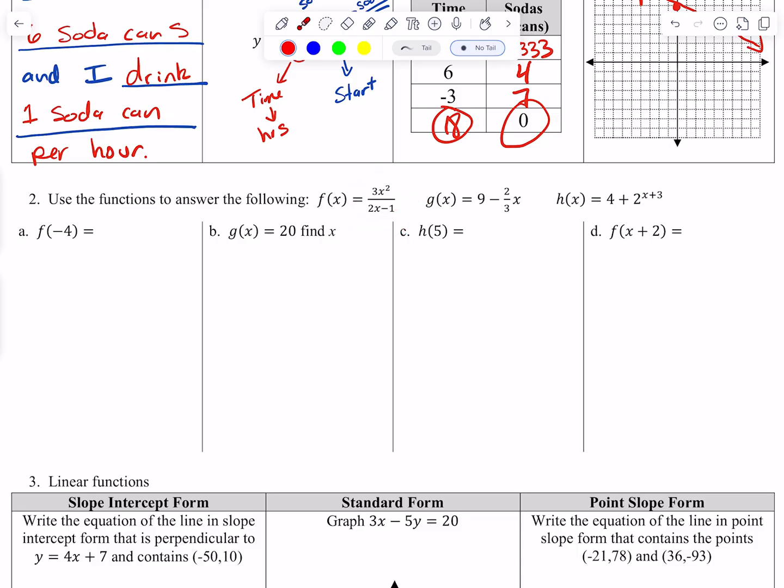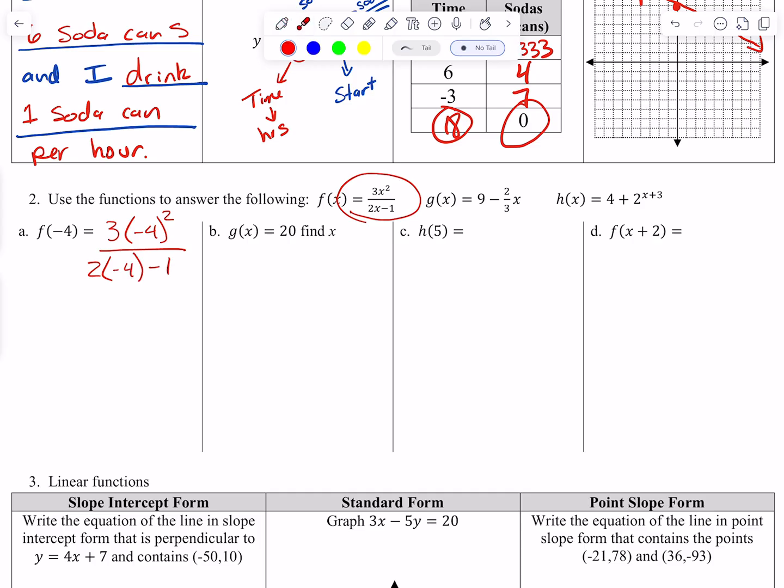On this one here, we're just going to plug in. This is your x. This is your input. That means that wherever you see an x, you're going to put a -4. So I'm going to take the first function. That's going to be 3. In place of x, I put (-4) squared plus 2 times (-4) minus 1.